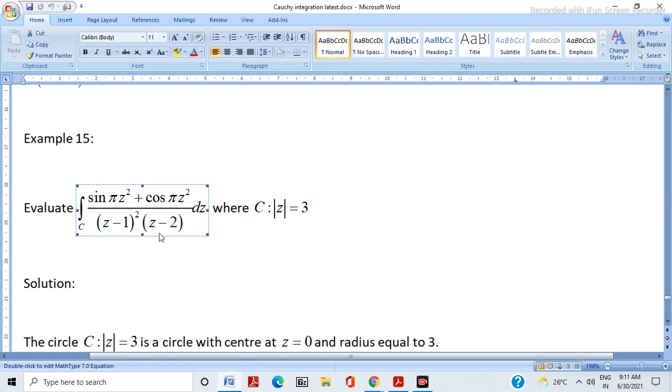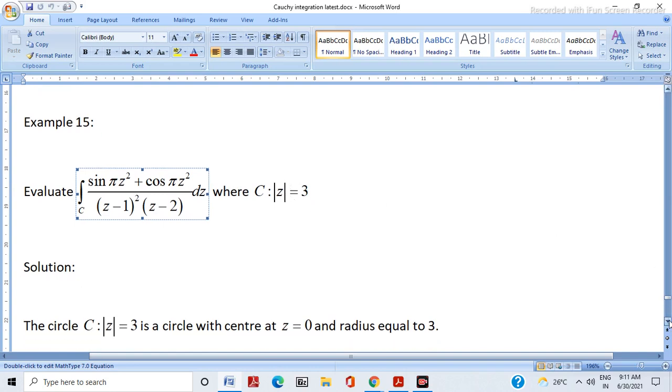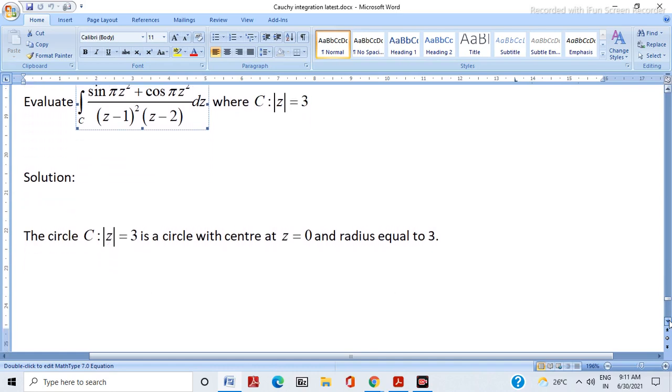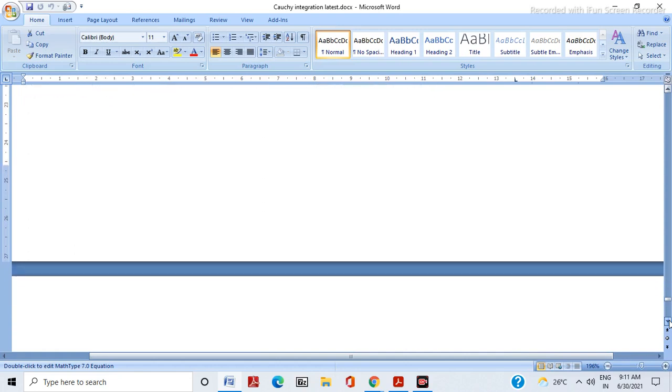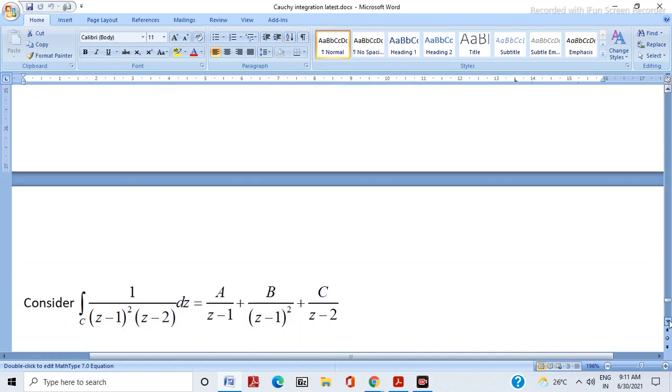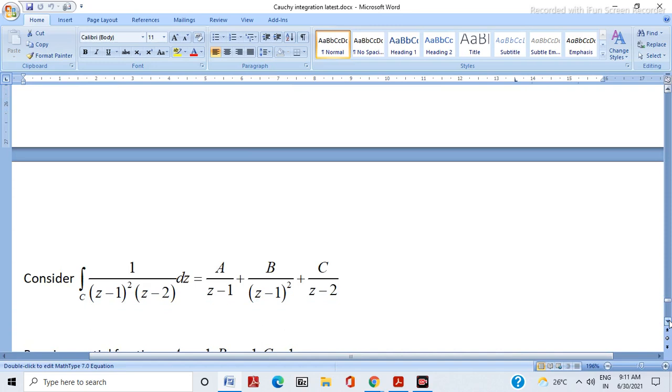Now we check whether these points are interior or exterior to C. What is our C? C is mod z equal to 3. What is mod z equal to 3? A circle with the center at 0 and radius 3. Then clearly both points are interior to C. Now, both points being interior, which one should we apply? We should apply Cauchy's integral formula or generalized Cauchy's integral formula.